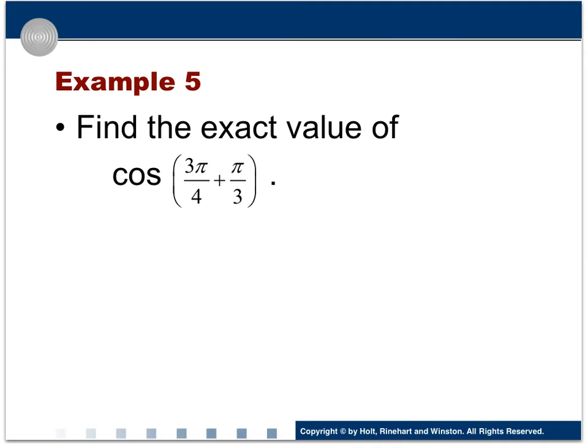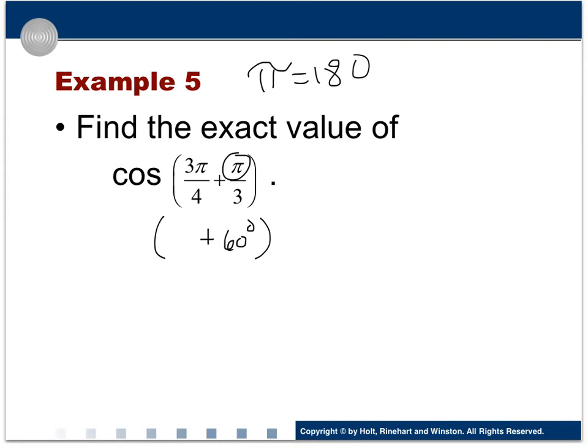We're going to find the exact value of cosine of 3 pi over 4 plus pi over 3. Let's just convert this because I don't like the radian measure. We know that pi is 180. One of the quick ways to do this: 180 over 3, that's 60 degrees, right?